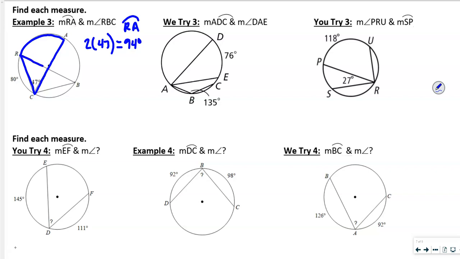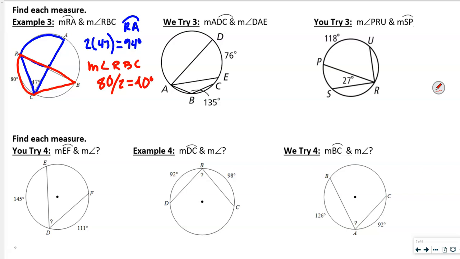RBC. So RB, let's see, this is a different color. Yeah, there we go. RBC is right there, right? So what is the arc that subtends it? So now we're looking for the measure of angle RBC. And so aren't we going to take the 80 and divide it by 2? Indeed, that's going to be 40 degrees, okay?